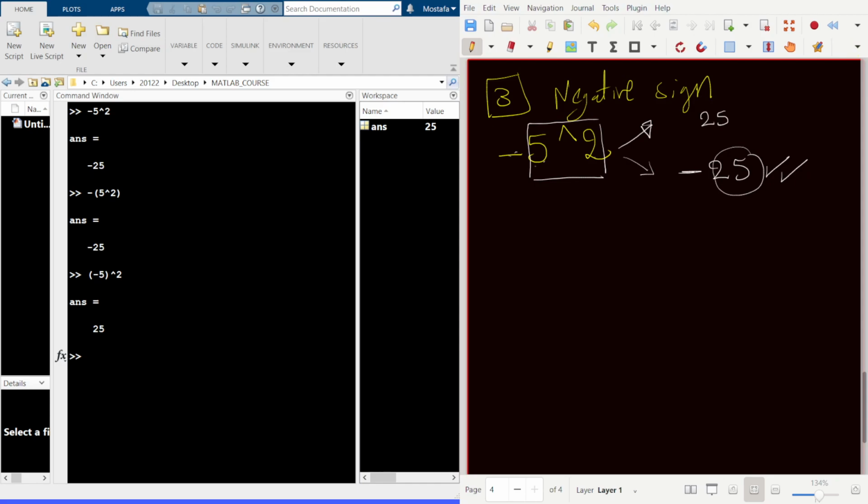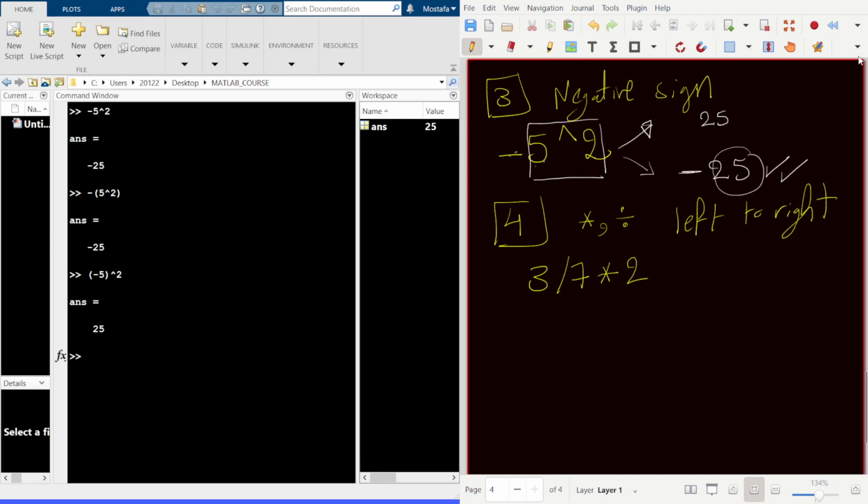Next on the list, number 4 here, is multiplication and division. In fact, both of them have the same ranking with equal precedence, and that's usually evaluated from left to right. Again, to give an idea about this kind of calculation, let's say, for example, someone wrote 3 divided by 7 times 2. So you can think again of 2 answers for this kind of arithmetic calculation.